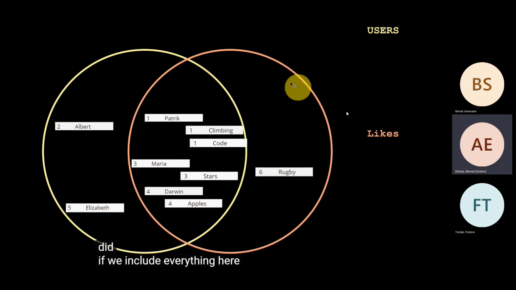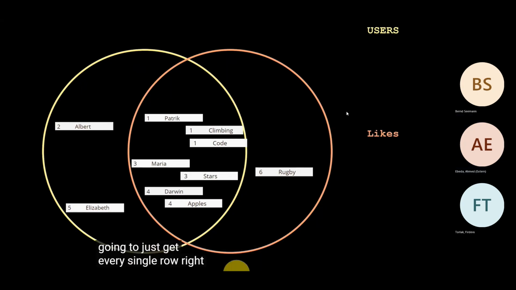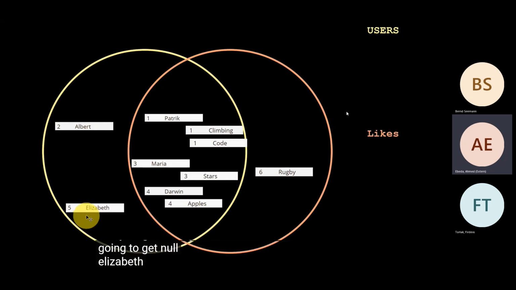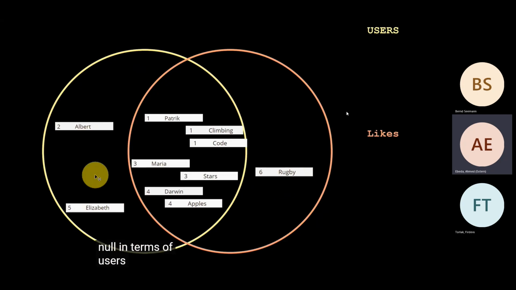If we include everything in these whole 2 circles, then we're going to just get every single row, right? And then Albert's going to get null, Elizabeth is going to get null in terms of likes, and then rugby is going to get null in terms of users.